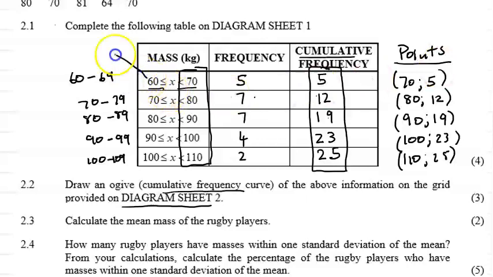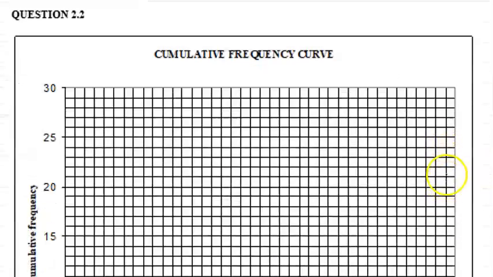Now there's one also very important point that you need to take note of, which is your grounding point. Your grounding point will be the lower boundary of your first interval and 0. So that will be the first point that you actually plot, 60 and 0, and thereafter 70 and 5, 80 and 12, 90 and 19, 100 and 23, and 110 and 25. So let's go and plot these points and draw our cumulative frequency curve.